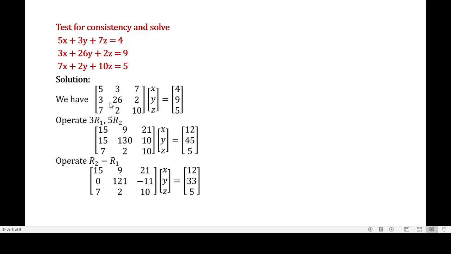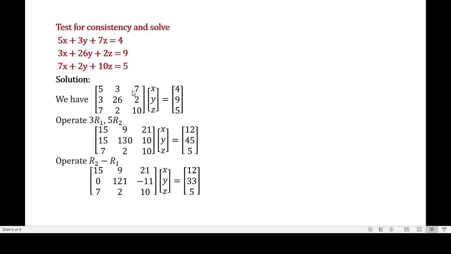Okay. Now first let us multiply R1 by 3 and R2 by 5. So in order to make the first element of second row 0 when subtracting, we multiply the first row by 3 and the second row by 5. So the first row operation is 3R1, which gives 15, 9, 21 and 12.